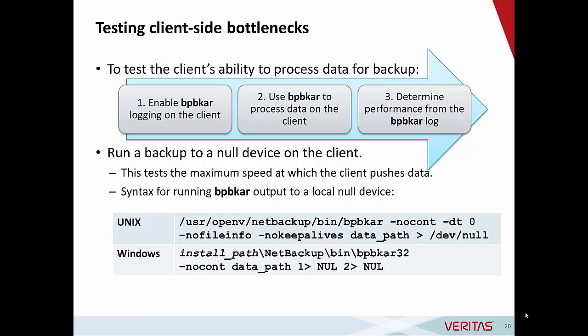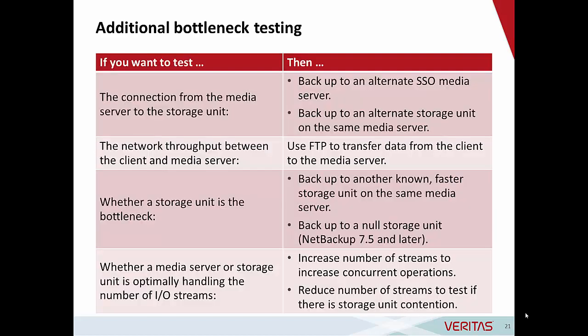So if the numbers you're getting from this test correspond pretty closely to the numbers you're getting during your backup jobs, this is as good as it gets for this client, unless we make some major changes like modifying the application or installing new hardware. On the other hand, if we see that the client is capable of processing data much faster than the backup job is running, that says to us, all right, it's not the host itself that's the issue, let's look elsewhere for bottlenecks.